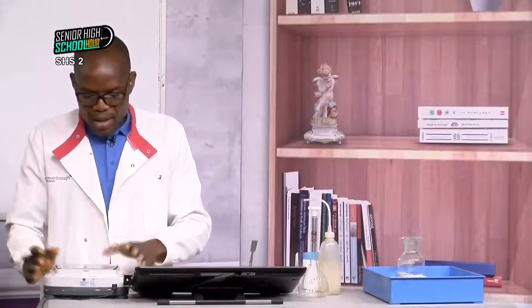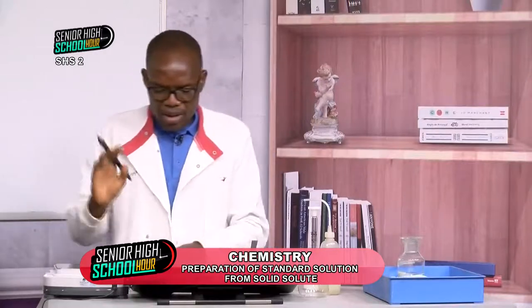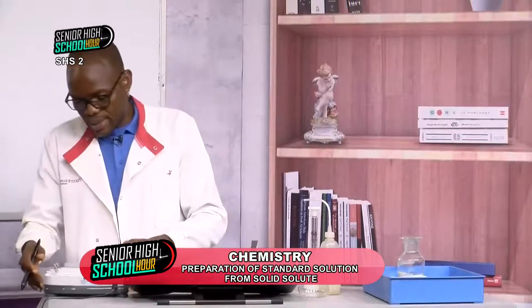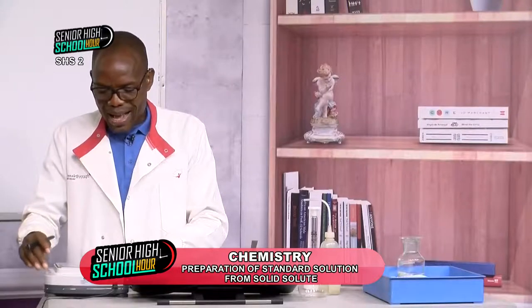And as I said, the balance reads two decimal places. The balance must be stable. Oh, my own, it's shaking. Oh, no. I don't want it that way. So I have to shift it until, right. So now it's stable. I can do my weighing. So I have my clean, dry beaker here, small one. Let me see the capacity. This one is 50 cm cubed capacity.